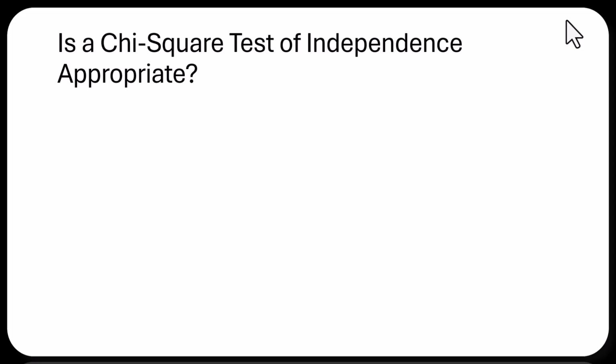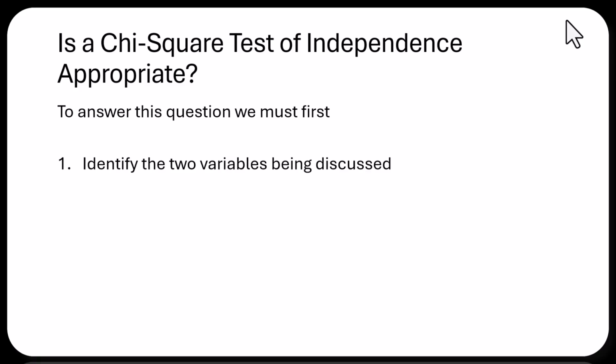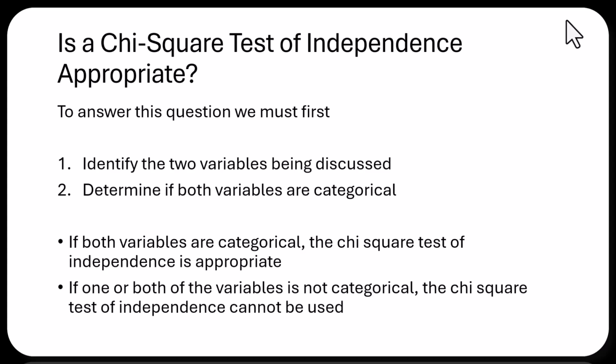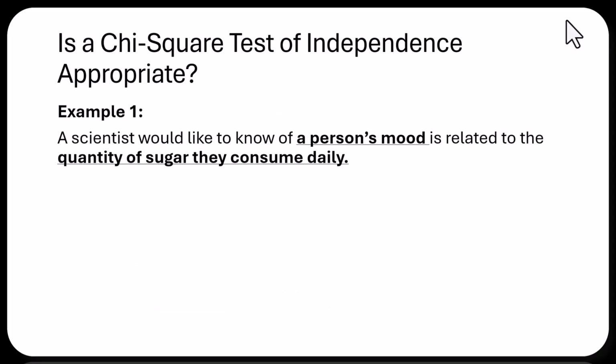Is a chi-square test of independence appropriate? To answer this question, we must first identify the two variables being discussed and determine if both variables are categorical. If both variables are categorical, the chi-square test of independence is appropriate. If one or both of the variables is not categorical, the chi-square test of independence cannot be used.